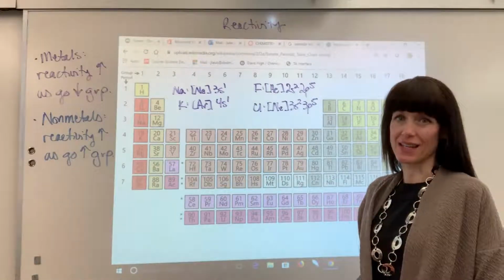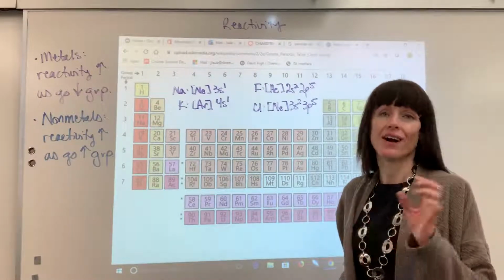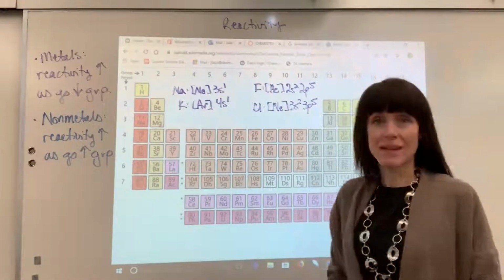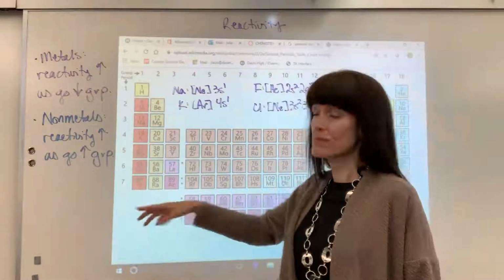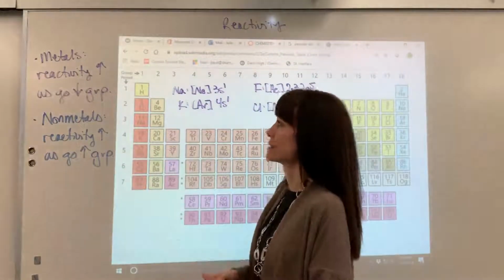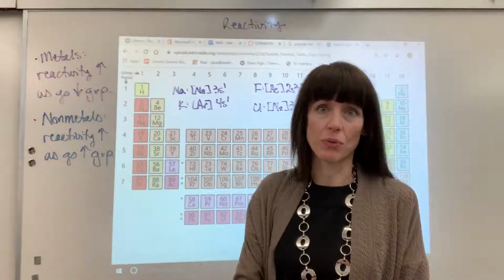So, kind of interesting, I've given you a really quick, easy rule of thumb that you can memorize, and then I'll show you the why behind it. So metals, their reactivity increases as you go down the group. For example, group 1, alkali metals, are very reactive with air and very reactive with water.